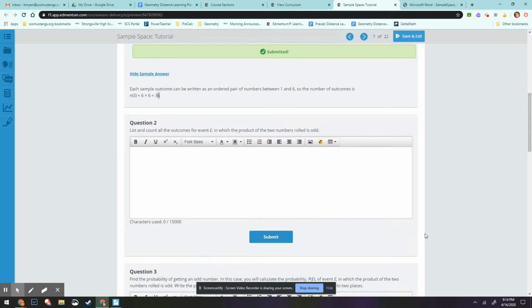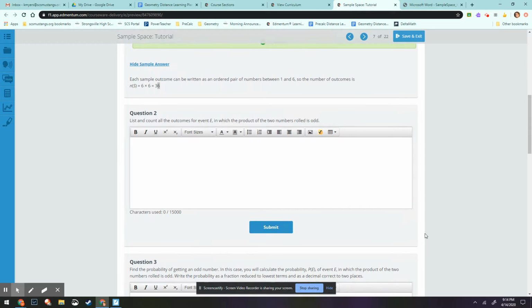Okay. On this next one, list and count all of the outcomes for event E, in which the product of 2 odd numbers is rolled. So I'm going to write these as a set of ordered pairs. Now, the product means I'm going to multiply them. So if I get a 1 on the first roll and a 1 on the second roll, 1 times 1 is 1, that's odd. If I get a 1 on the first roll and a 2 on the second roll, now those multiply to 2, so that is not odd. But if I got a 3, that would be odd.